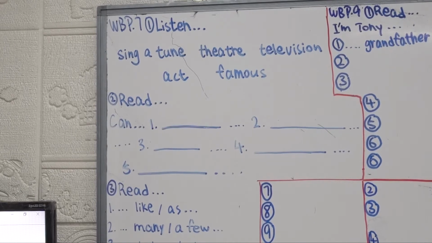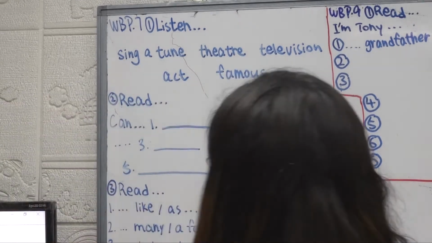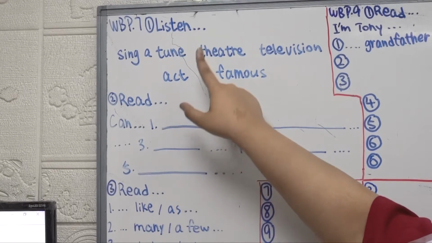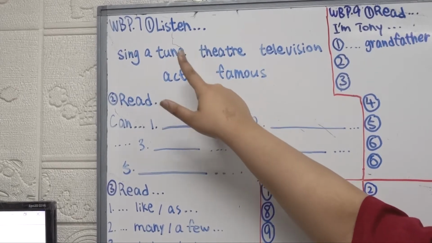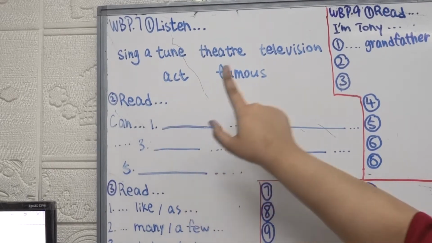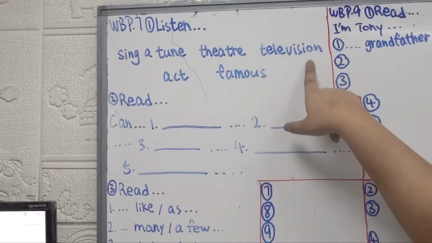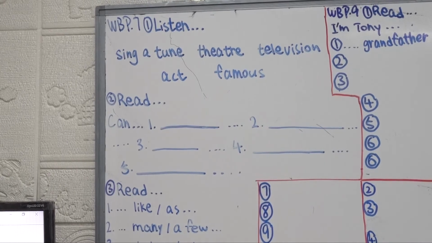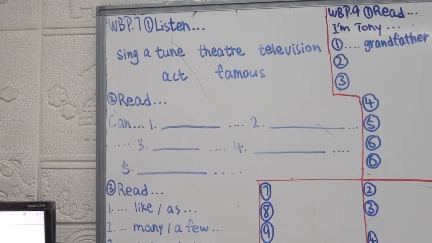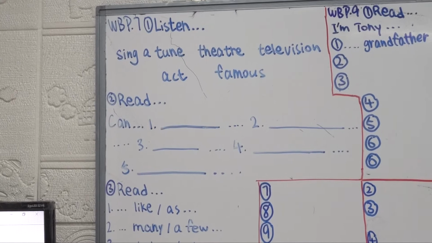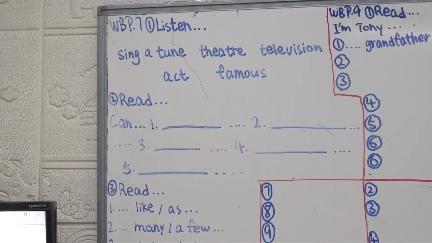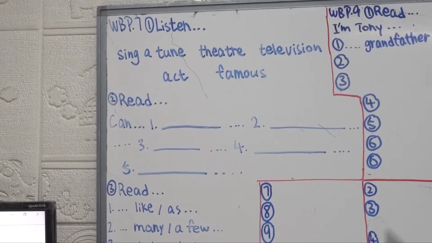Good. So we are done with listening and pointing, right? Repeat once, then we are done. Act, theater, sing a tune, famous, television. Okay. So here are some pictures for you that has been explained for you, that what is the meaning of these words, right? So I'm not gonna say much. Let's move on to part 2 then.